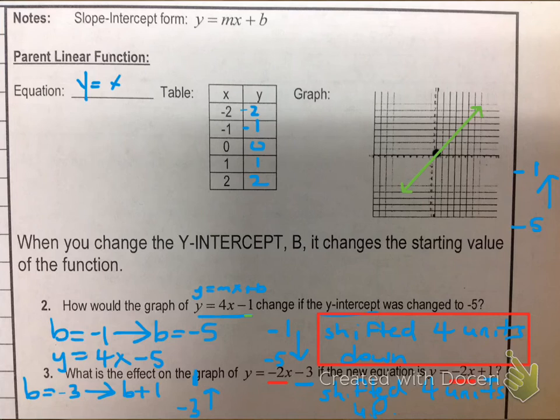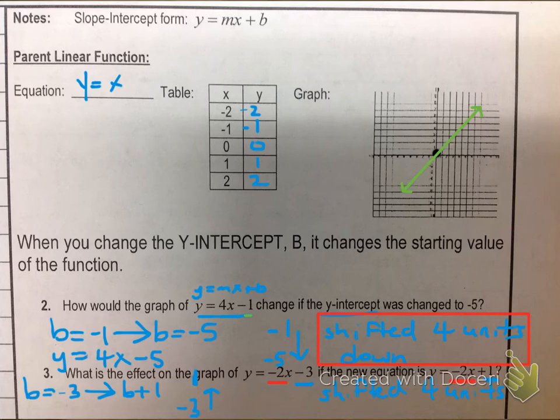So just because you have a negative number doesn't mean it's always going to be a negative shift or a downshift. Okay, so you have to make sure you pay attention to the spots on the y-axis and then move up and down accordingly. Okay. And again, if you have any questions, please let me know.